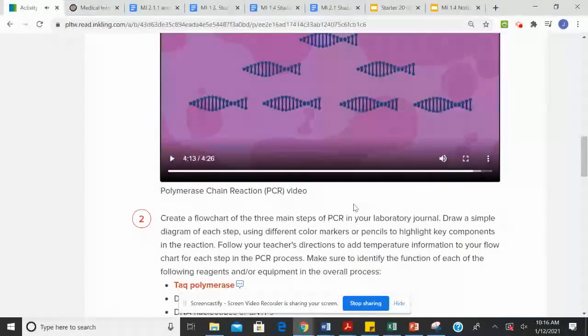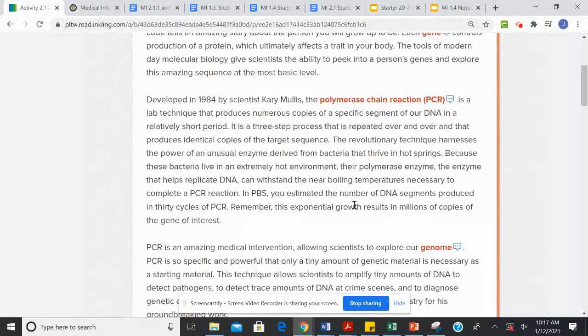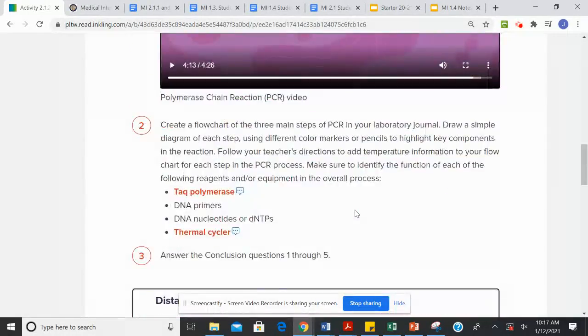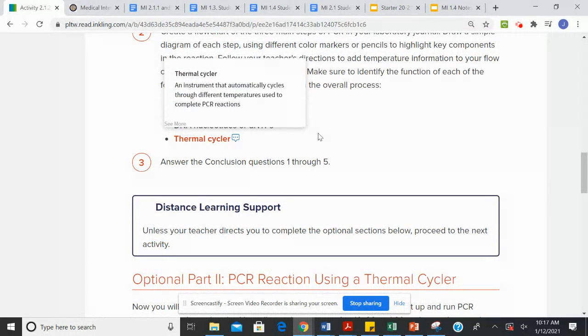The tricky thing about this is that these 3 reactions, denaturing, annealing, and extending, happen at 3 very different temperatures. And so we'll use something called a thermal cycler, which is basically you take a really tiny tube and it goes from one temperature to the next very quickly.